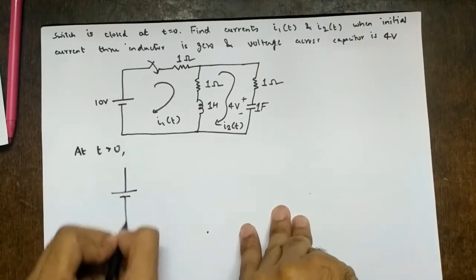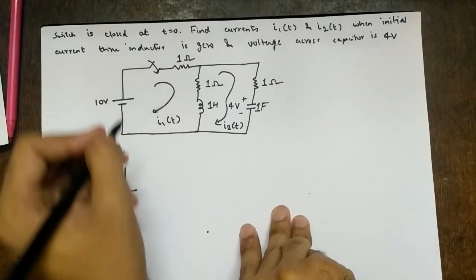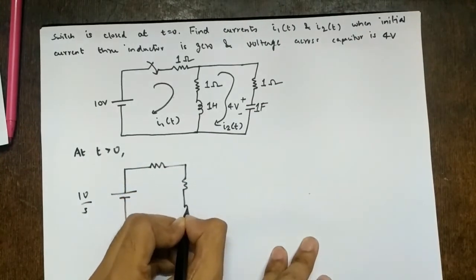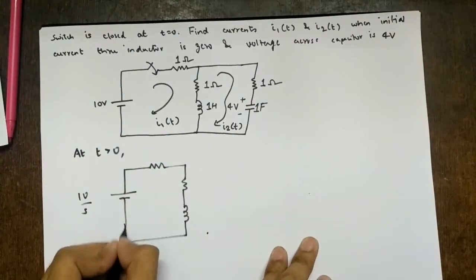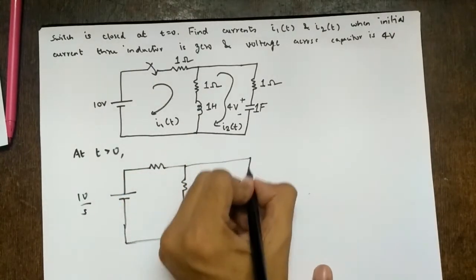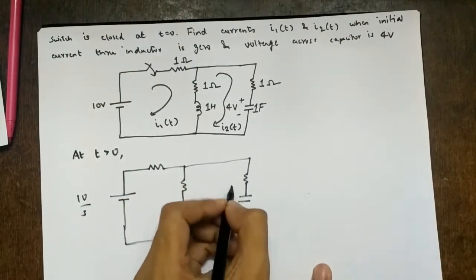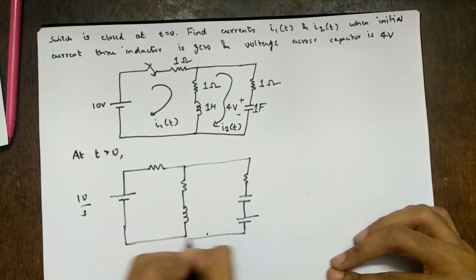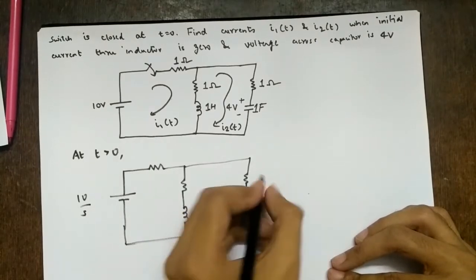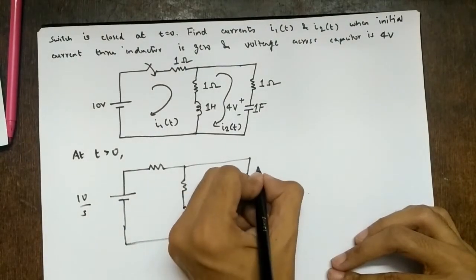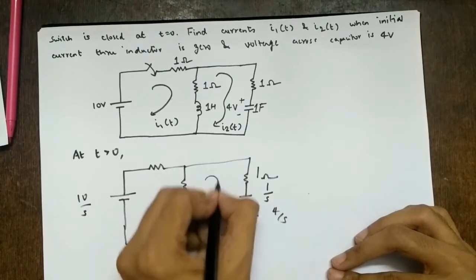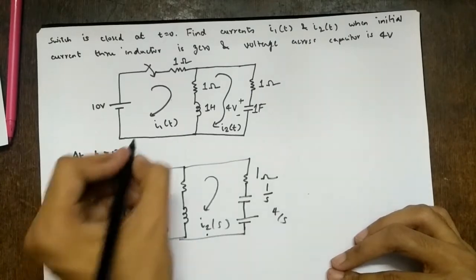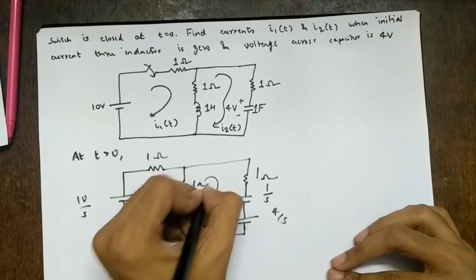So what will happen? The voltage source will be 10 by s. The switch will be closed, so this resistor will be there, and this will be there. The current through the inductor is 0, so no question of a voltage source in series. Then I have the 1 ohm resistor and the capacitor, right? The current is flowing downwards for the capacitor and the value is given as 4 volts. So this will become 4 by s. This will be 1 by s. This will be 1 ohm. This will be I2 of s. This will be I1 of s. This will be 1 ohm, 1 ohm, and this will be s.